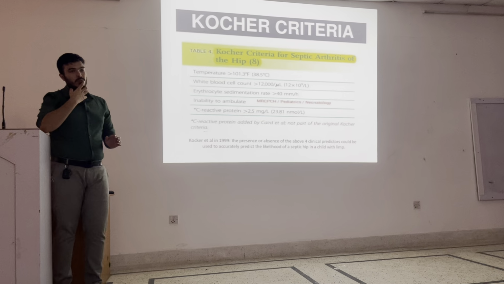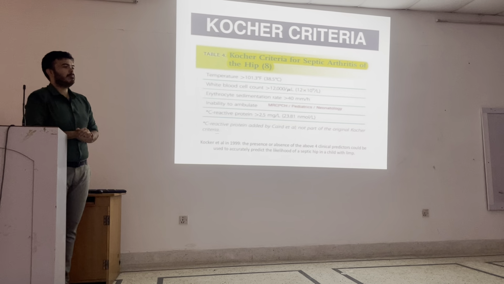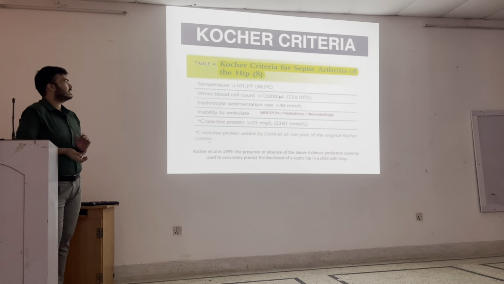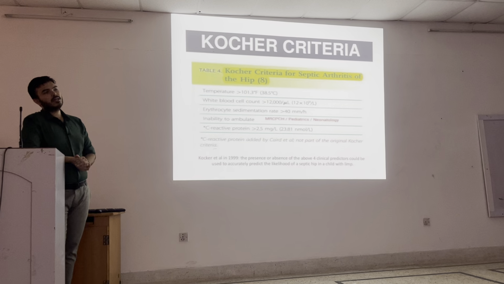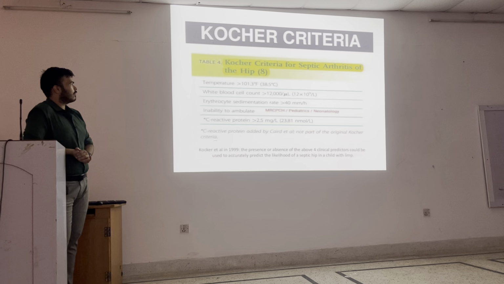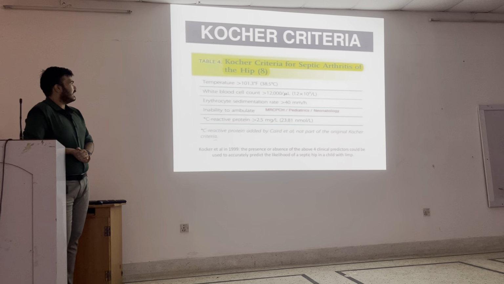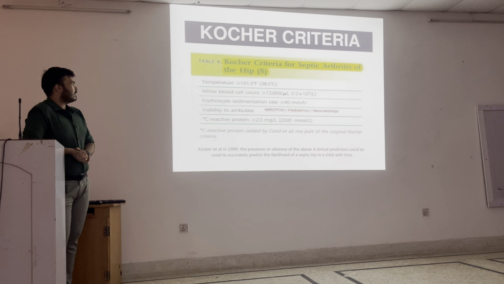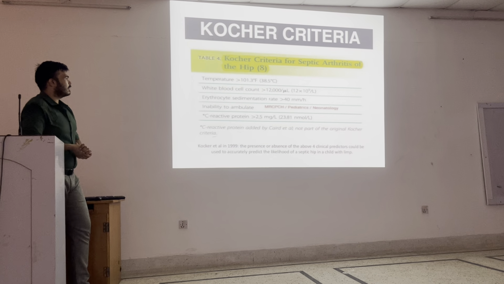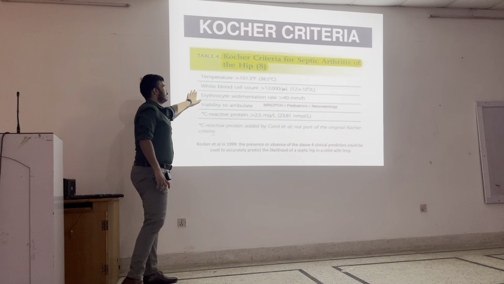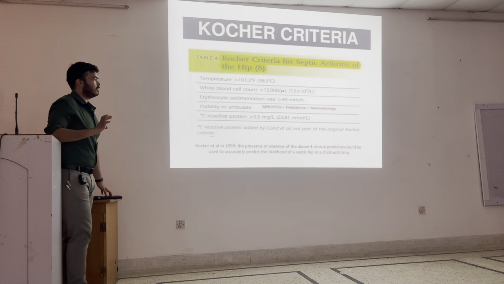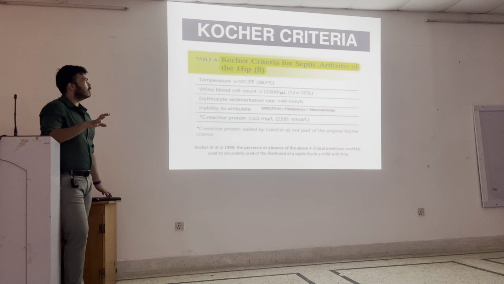Now these are the Kocher criteria. Now why are the Kocher criteria important? I already told you that in septic arthritis, the most common differential diagnosis is transient synovitis. So I want to differentiate transient synovitis from septic arthritis, right? So I'll go for the Kocher criteria, where I'll see temperature more than 101.3 degrees Fahrenheit, white blood cells more than 12,000, erythrocyte sedimentation rate more than 40, inability to ambulate, and C-reactive protein. But the major ones are these three: temperature, white blood cells, and erythrocyte sedimentation rate. So just remember the Kocher criteria. This is more of a reading thing, so I don't want to waste much more time on it.